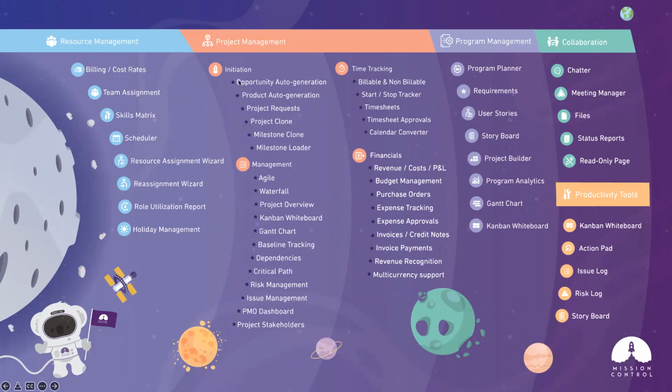Other things we'll be covering today, we're going to be taking a look at generating a project from a closed-won opportunity. Also, just to mention, you can clone a project within the system and leverage our milestone loader, where you can reference a previous project or a template and quickly build out your existing project. For management-wise, just note we can handle both agile and waterfall methodology. Project overview would give you a 360 of one particular project, so it gives you all the key insights there. We also have a really nice whiteboard, Gantt chart, that would come complete with baseline tracking, dependencies, and critical path.